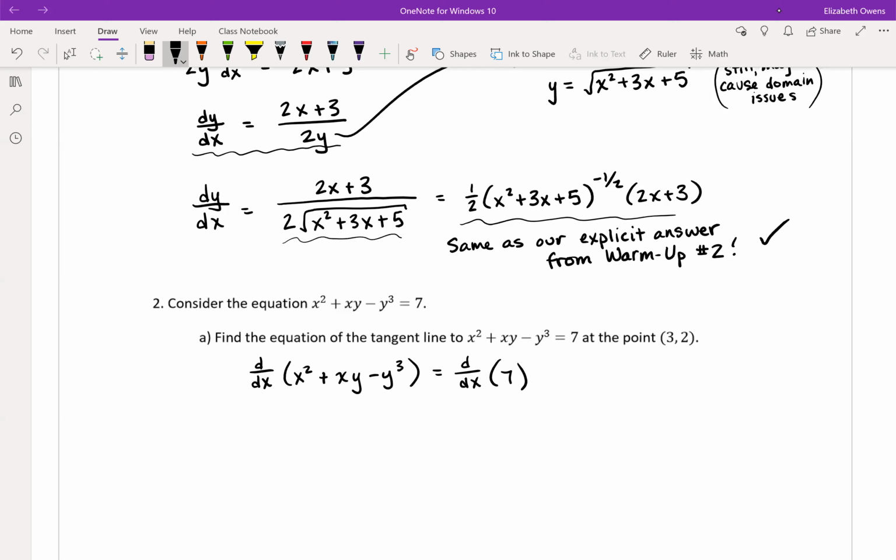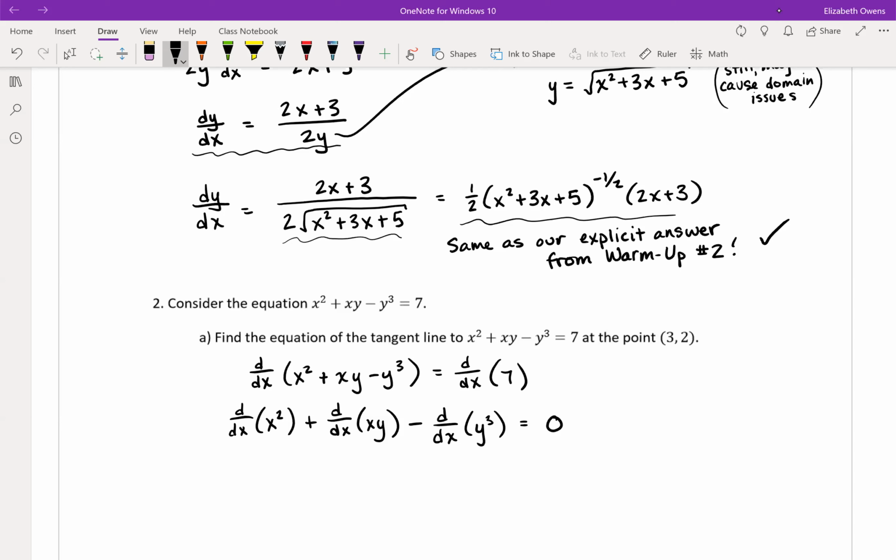Okay, now let's split this up a little bit, because some of these derivatives are going to come nicely for us, like the derivative with respect to x of x squared. That one's nice because the variable of respect and the variable in the function match. Then some of these we'll need to use our newer trick of the implicit derivative. And then on this right-hand side, the derivative with respect to x of 7 is just 0. So we can go ahead and put that one right in.